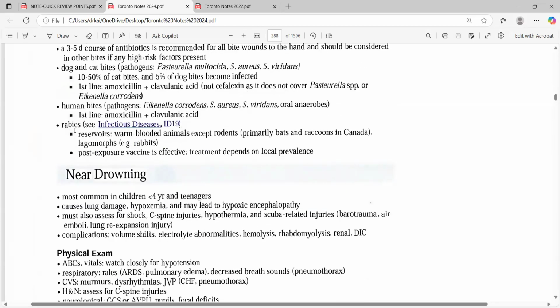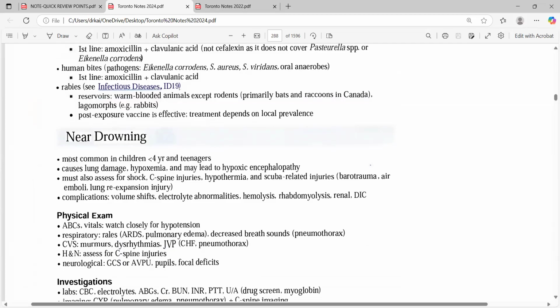Near drowning is important in children, especially pediatrics, most common in children less than 4 years. It can cause lung damage, hypoxia, and then hypoxic encephalopathy. So they can ask you what is the complication of it. May be assessed for shock, C-spine injuries, hypothermia, scuba-related ones. Then what are the complications? Important electrolyte abnormalities. Which electrolyte abnormalities? Not just electrolyte abnormalities. Is it an acidosis? Is it an alkalosis? Is it respiratory? Is it metabolic? So you need to know.